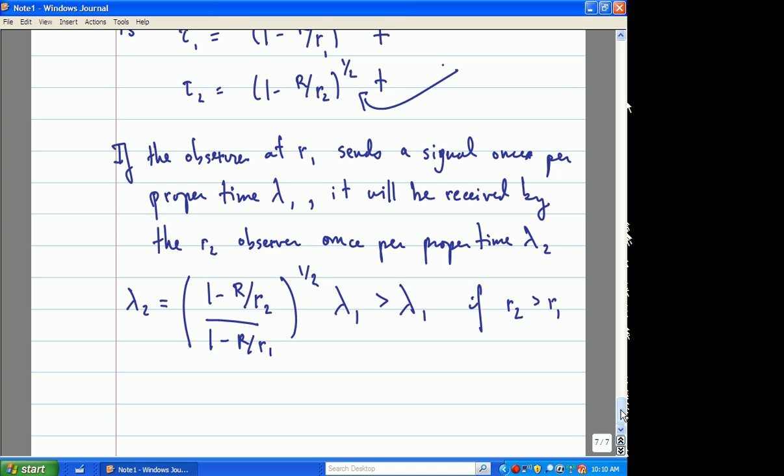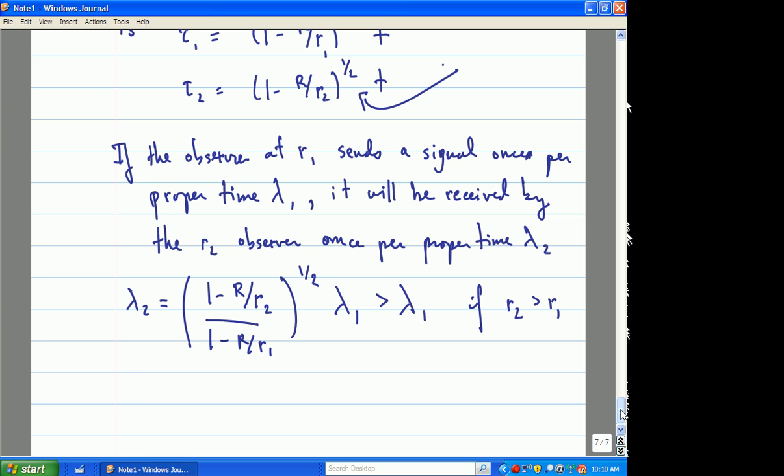Okay, now let me imagine sending a slightly different sort of signal. Let me imagine sending light with a given proper wavelength. What is the wavelength? The wavelength is the time elapsed between peaks of the electromagnetic wave that I'm sending. And so, in fact, the exact same thing will be true if you think about sending a light ray. You could think about a light ray as a bunch of little signals spaced by proper time lambda 1, where lambda is the wavelength of the light.